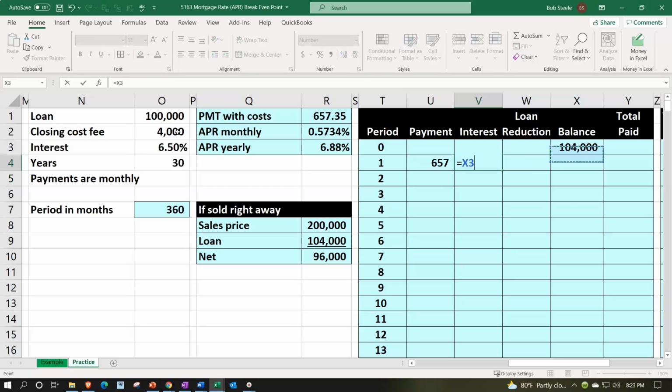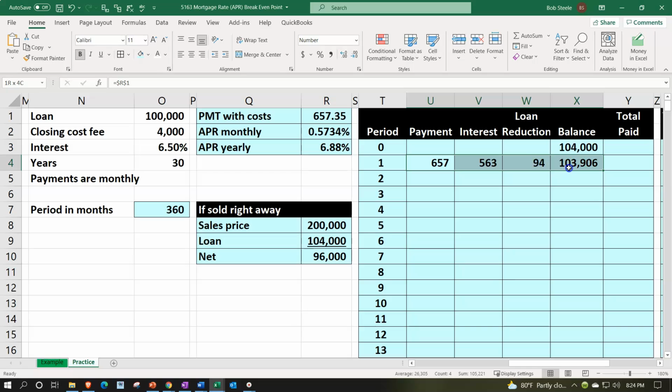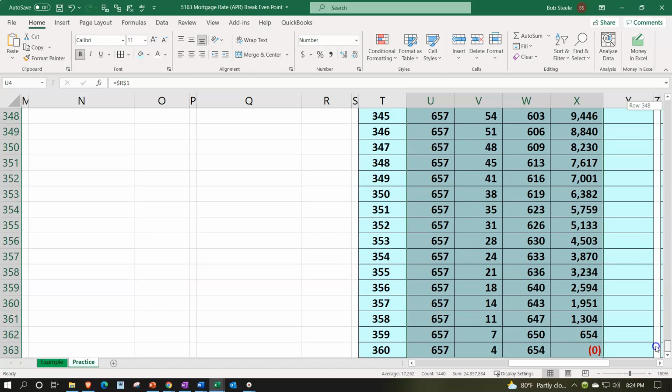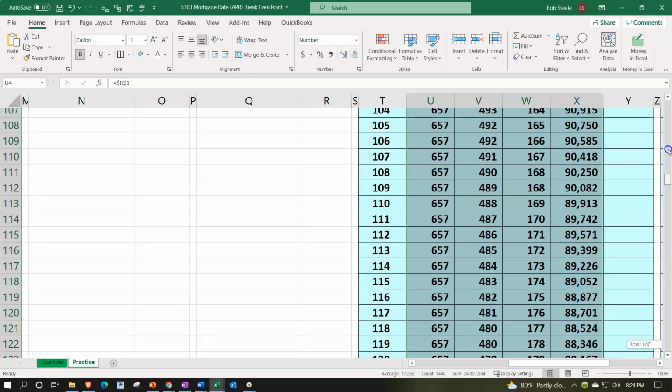Interest will be calculated as the balance times the interest rate, not the APR, but the interest rate. F4 on the keyboard, so we can then copy it down, divided by 12, because that's the monthly rate, and we have the yearly rate over there. We need the monthly amount. The difference between the payment and the interest is going to be 94 for the first payment. The balance at the 104 minus the 94 means the balance will be down to 103,906. Selecting these four, double-clicking the autofill, that's going to drag it all the way down. Let's check and see if it goes down to 0. It does. It looks like we've calculated that properly.